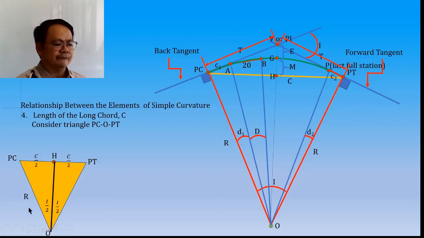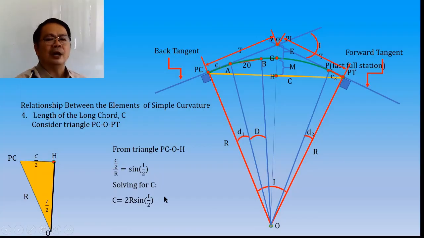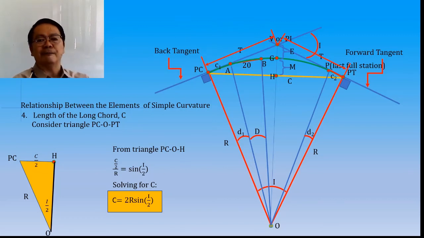Now, do you see this triangle? Tingnan natin yung triangle. PC, O and H. And that is actually a right triangle. So, we are going to apply the functions of the right triangle: the ratio of the opposite side of I over 2, which is C over 2, to the hypotenuse R is equal to sine of I over 2. Now, if this is simplified and we solve for the value of C, we get C equal to 2R times sine of I over 2. Ito, meron man tayong isang na-derive na relationship. Pang-apat na wari.